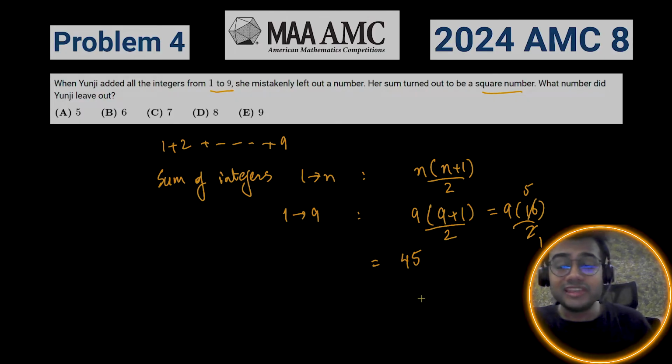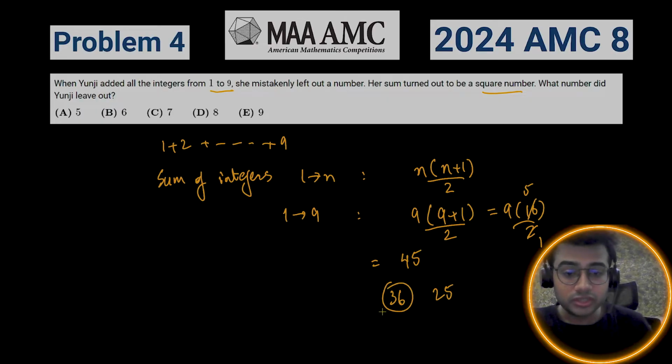Now, she leaves out a number. That means the sum of the remaining 8 is going to be less than 45. Let's see what the square numbers less than 45 are. So we have 36 and then we have 25, but 25 is going to be too far, right? Because the difference is 20, and we only have digits up to 9. So the square that she gets at the end has to be 36. And what's the difference? It's 9. So the number that she leaves out must be 9, so the answer is E.